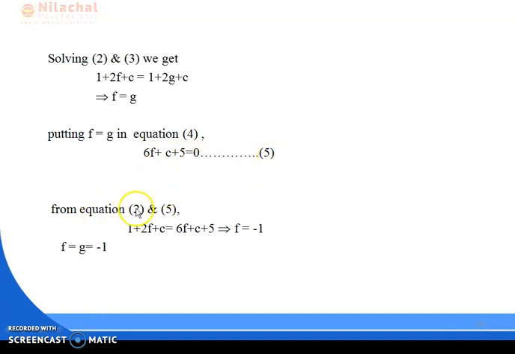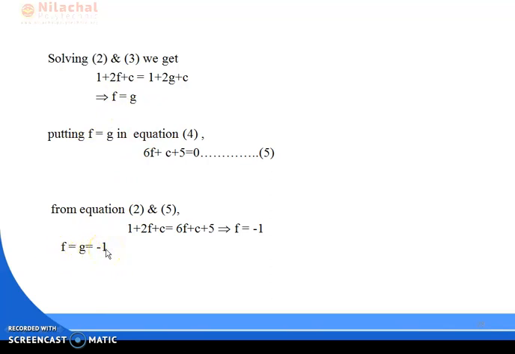Then from equations 2 and 5, what do we get now? We know that equation 2 is 1 plus 2f plus c equals 0 and equation number 5 is 6f plus c plus 5 equals 0. Both are 0, so this equals this. Subtracting, c cancels. 5 minus 1 is 4 and 6f minus 2f is 4f. So this is 4f equals minus 4, which gives f equals minus 1. If f equals minus 1, g must be minus 1 because we have already got f equals g.